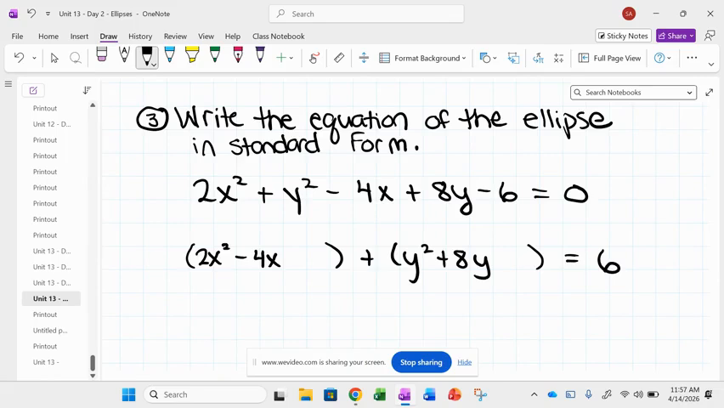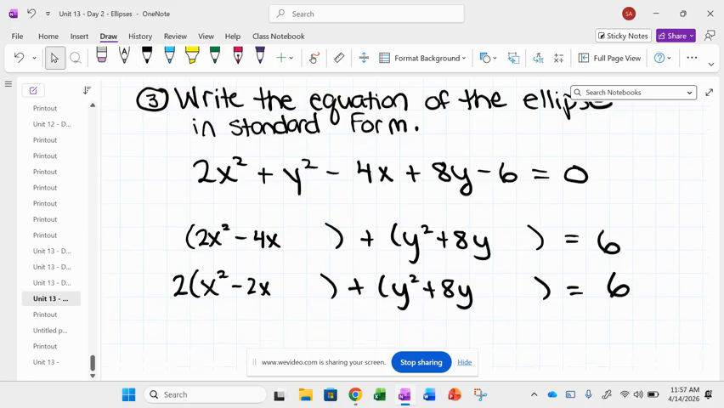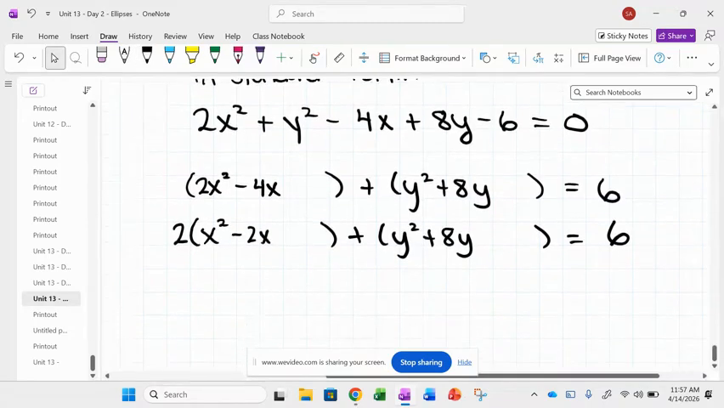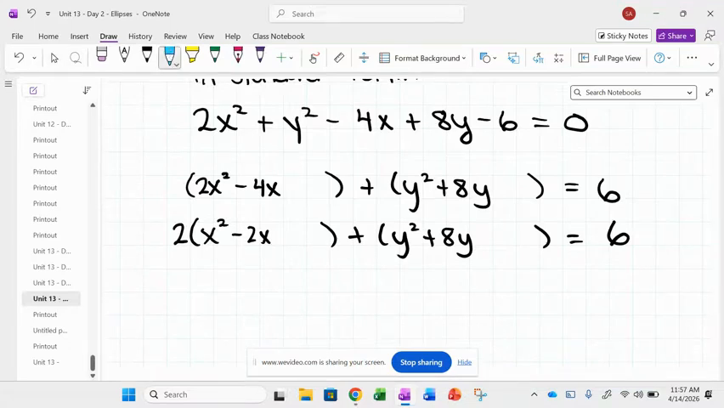I hope you guys remember this, but we can't complete the square with a leading coefficient. So when we have a leading coefficient, what we want to do is pull it out like a GCF. So in my first parentheses, I have that leading coefficient of 2 for that 2x squared. So I'm going to pull the 2 out like a GCF, and then I'm going to get x squared minus 2x plus y squared plus 8y equals 6. And now I'm going to continue the process of completing the square. So I'm going to work with the x's first. Half of 2 is 1. 1 squared is 1. So I'm adding a 1 inside my parentheses.